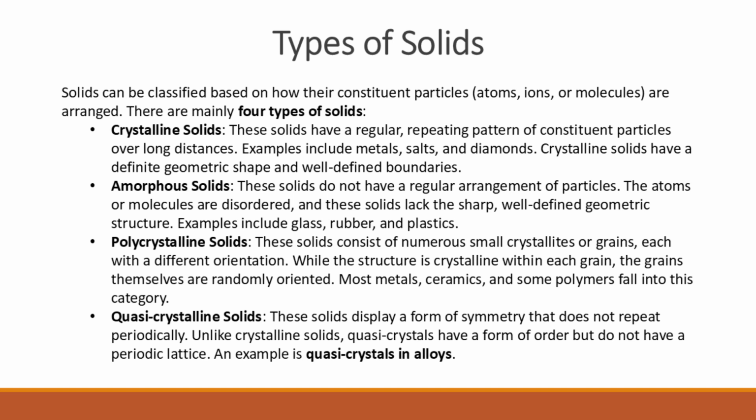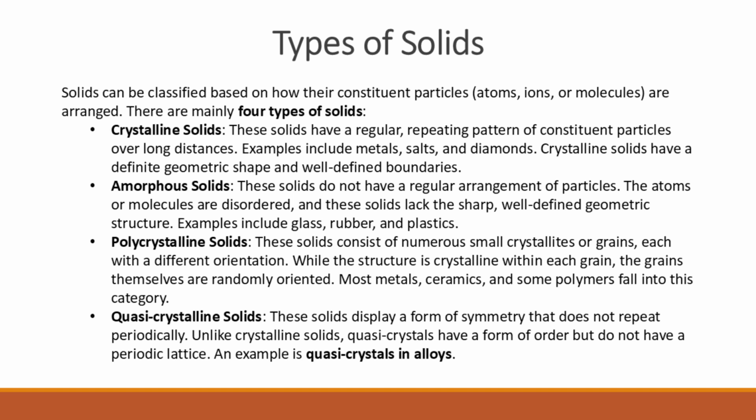Next, amorphous solids. These are the rebels of the solid world. Their atoms or molecules are completely disordered, lacking a sharp geometric structure. Think of glass, rubber, and plastics. They're like a messy room with no particular arrangement.